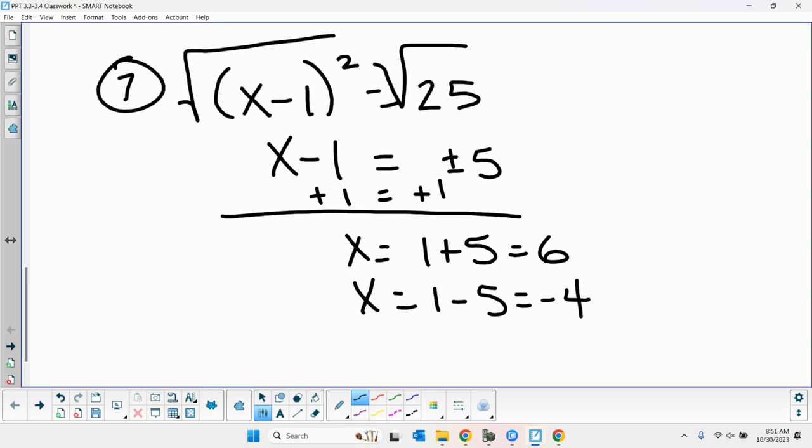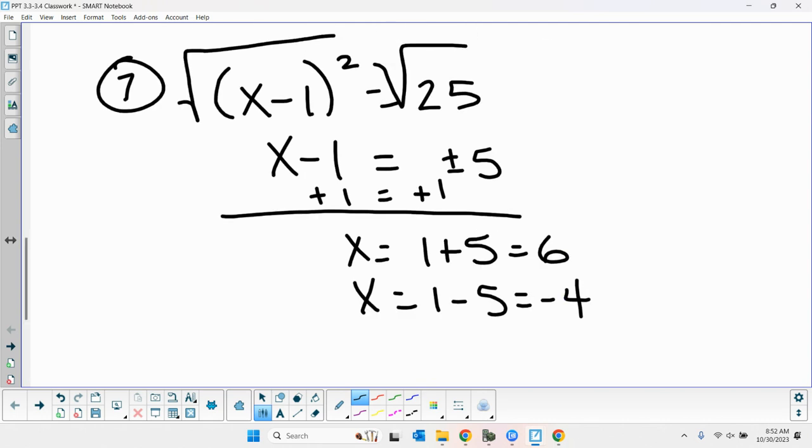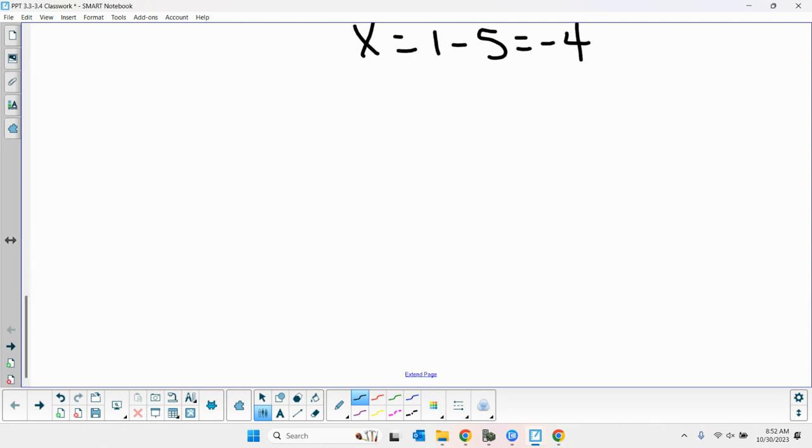Ryder, what'd you get for 8? 89 and 111. No. Rylan? X equals 21. And then I don't know the other one. What's 11 minus 10? Yeah, 21 and 1. Let's go through that one.